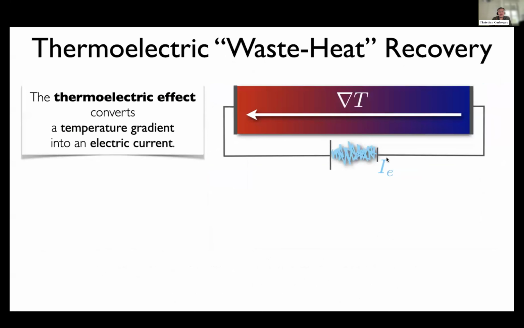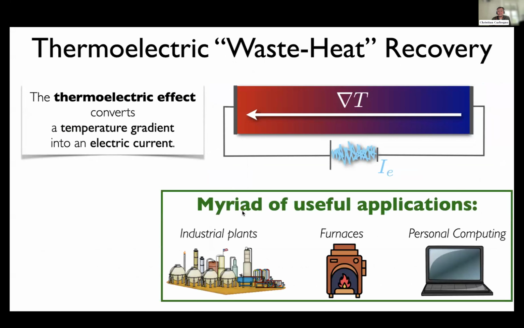Last but not least, let me go back to the thermoelectric effect. As mentioned before, this allows to convert a temperature gradient into an electric current. And this can have a myriad of useful applications whenever you have wasted heat that is unused and that could be transformed back to a useful current. Think about industrial plants, think about large-scale furnaces, for instance, for solid waste, but also your furnace at home, and even down to the more miniaturized scale about personal computing, mobile phones that generate waste heat that could be used to recharge your battery. Now, these are wonderful applications.